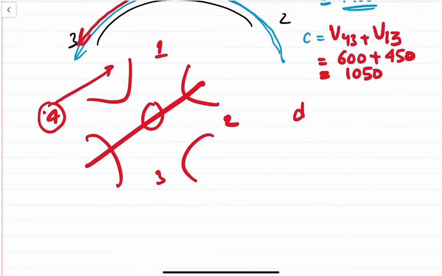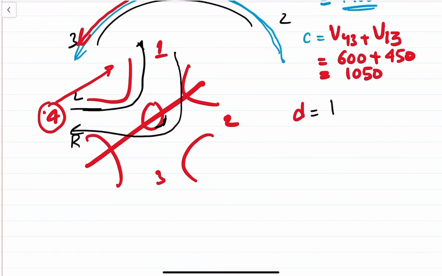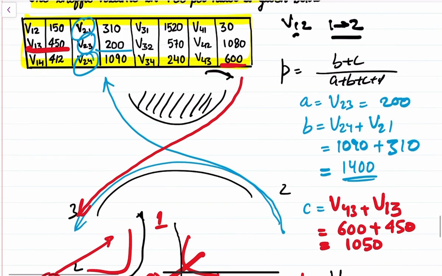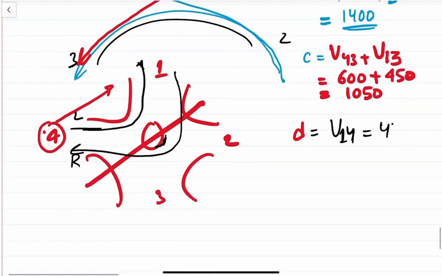If you see here, a vehicle coming from 4 will simply turn left and go to 1. It will not use this weaving section. While if a vehicle coming from 1 has to go to 4, it has to go through this weaving section and then go to leg 4. So D in this case will be V14, and the value of V14 is 412.